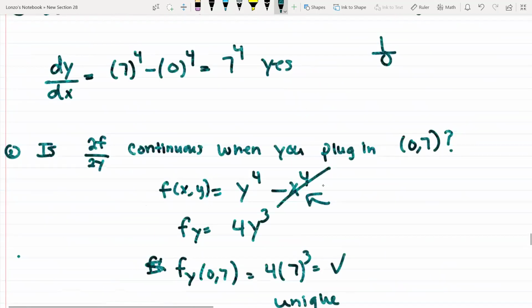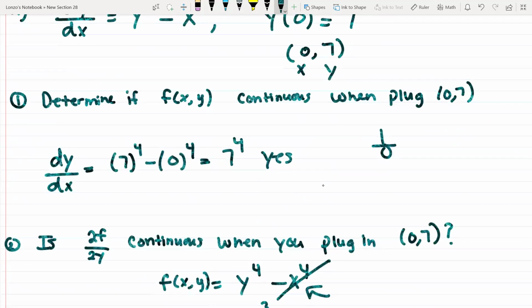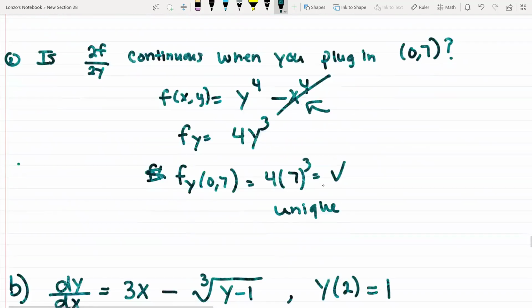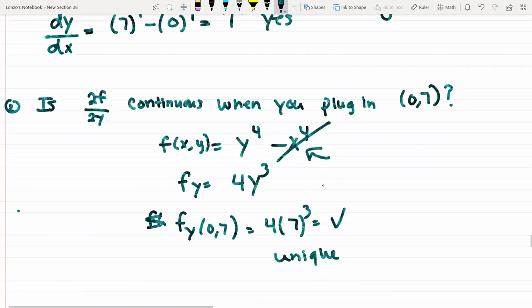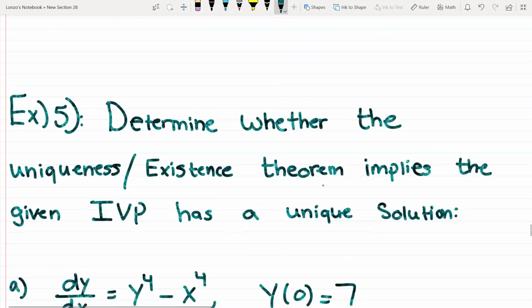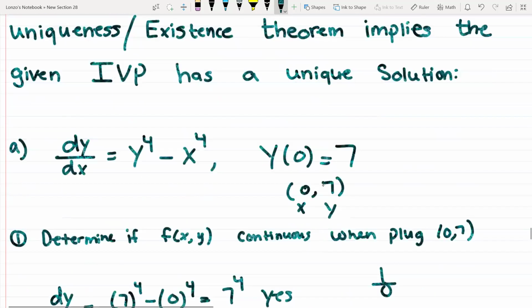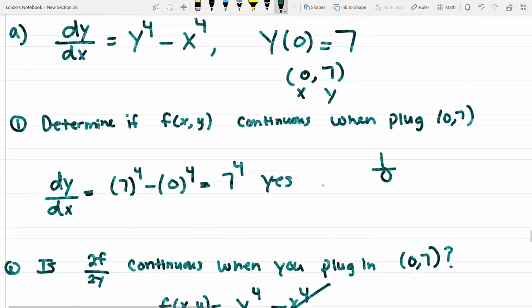So on part B, we know it's continuous and we also know it's unique. So what do we do next? Wait, the direction says determine whether it's unique or existence there. Okay, so we were just determining if it's continuous and if it's a unique solution.